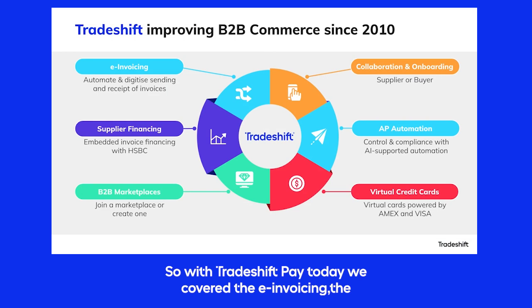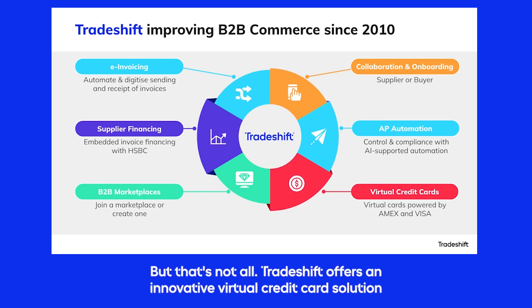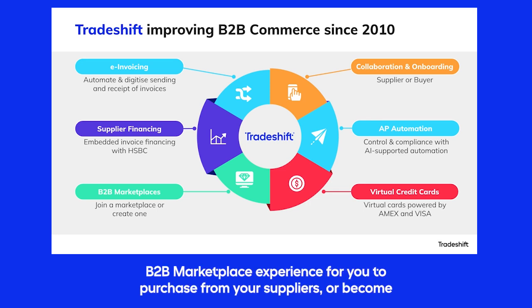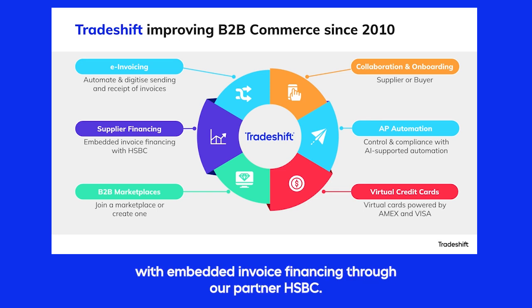So with Tradeshift Pay today, we covered the e-invoicing, the collaboration and onboarding, and AP automation offerings from Tradeshift. But that's not all. Tradeshift offers an innovative virtual credit card solution from Amex and Visa to help track and manage your tail spend. We also offer a B2B marketplace experience for you to purchase from your suppliers or become the curator of a private marketplace. And last but not least, supplier financing with embedded invoice financing through our partner, HSBC.